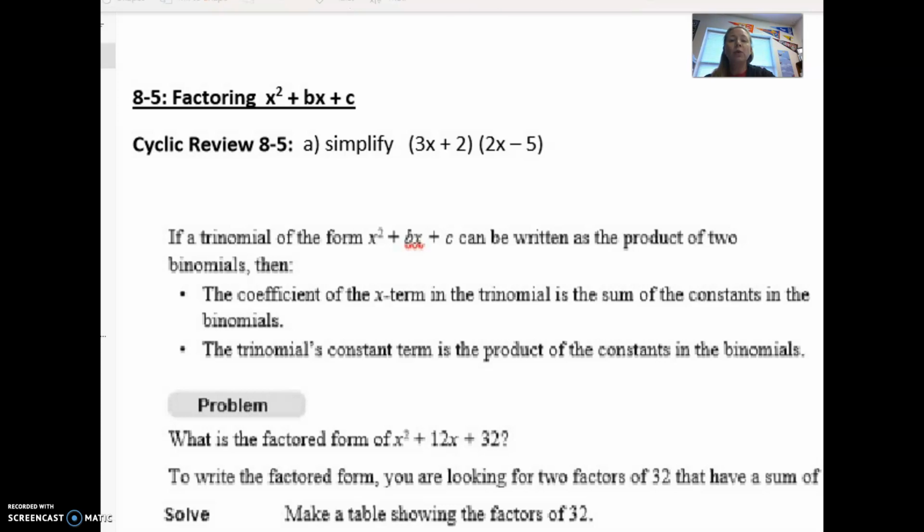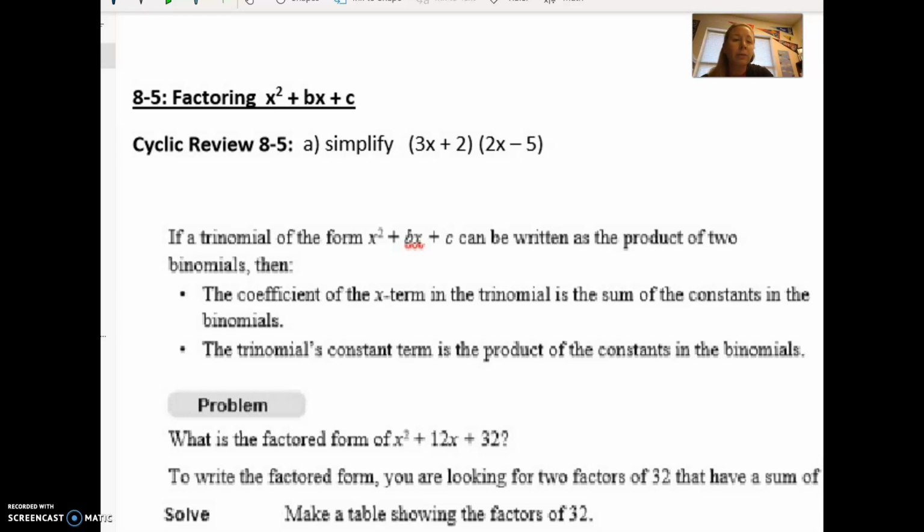There is a review question here where it's first reviewing using FOIL or distributive property, however you choose to work that out. And then when we talk about factoring, we're talking about reversing that process. So let's look at this to think about how we would do it in the reverse.